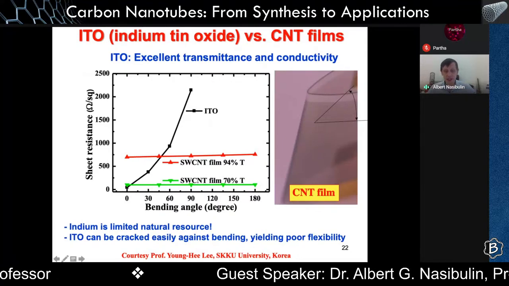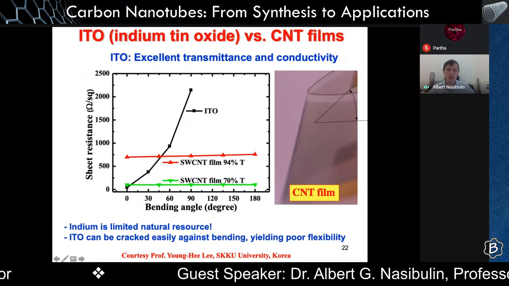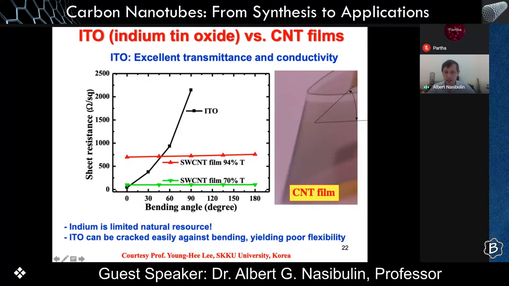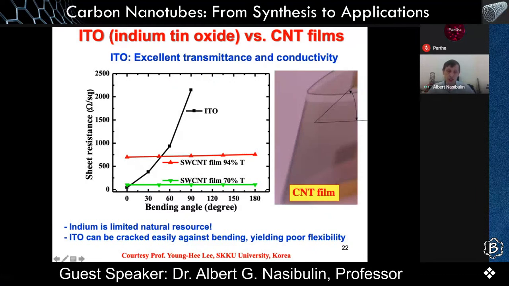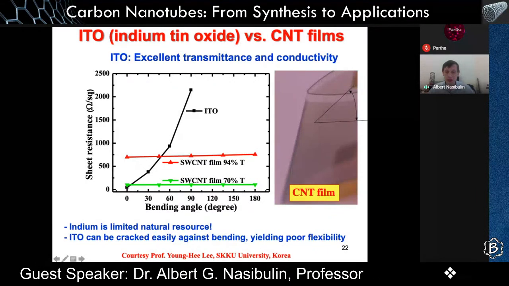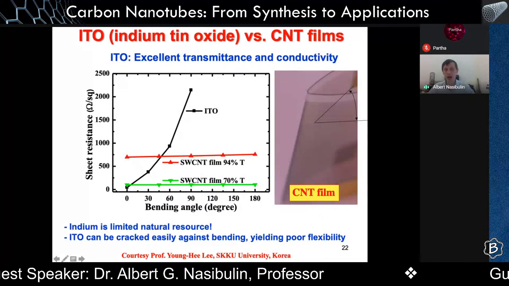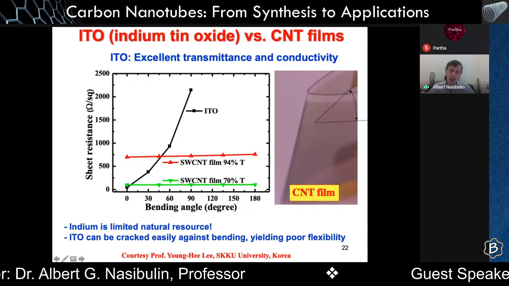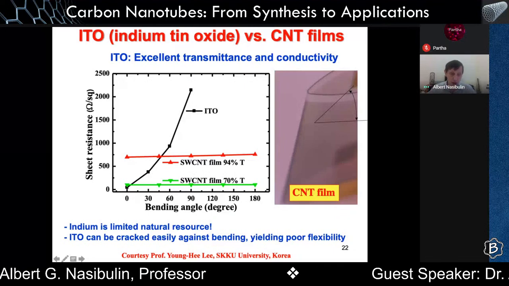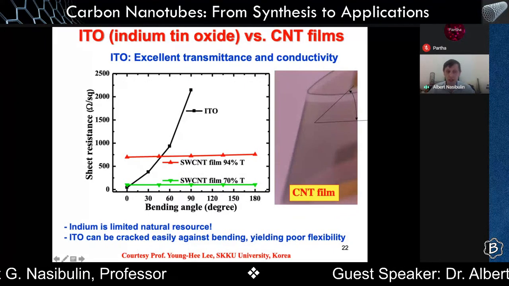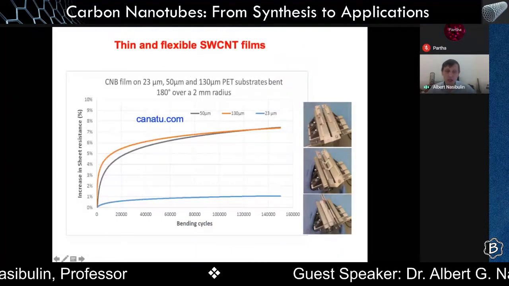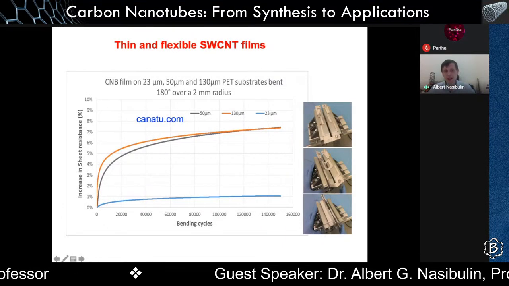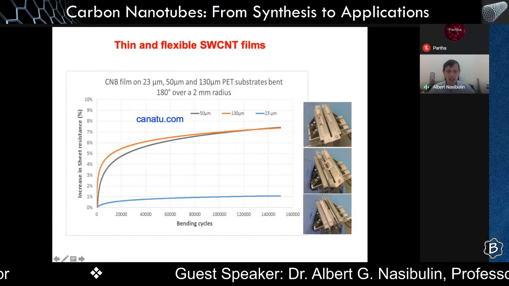This is a very good example by Professor Yang-Hee Lin, who demonstrated how the bending angle really affects the conductivity of ITO. You could see here the ITO, and this is the sheet resistance. When you start to bend it, the sheet resistance goes up, and if you return it to 0 degrees, you will never get the initial value. Basically, you are breaking this electrode. While with carbon nanotubes, you can do whatever, and practically nothing happens. I also would like to show you an example which was obtained with our company, Canatu. They demonstrated that, depending on the substrate thickness, you could get a quite stable result.